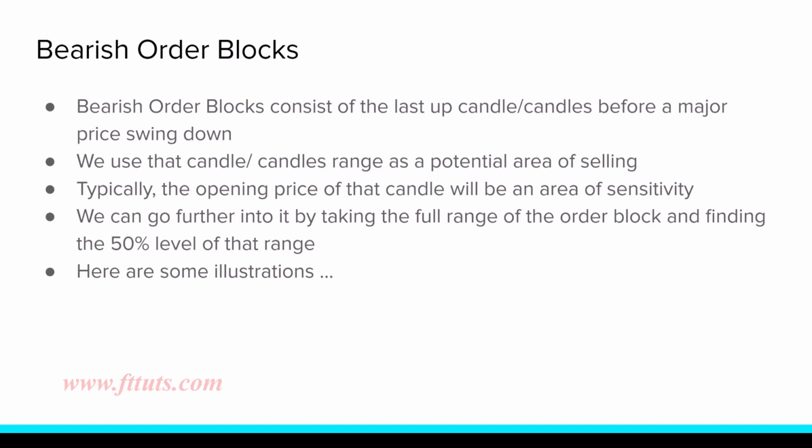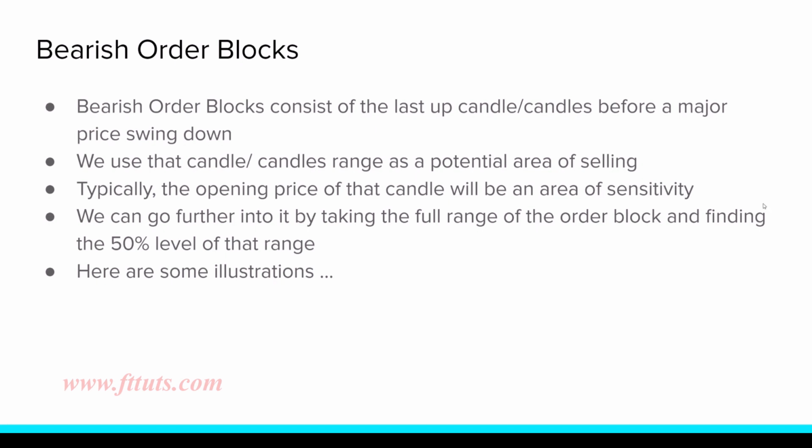Bearish order blocks consist of the last up candle or candles before a major price swing down. Now, we use that candle or candles' range as a potential area of selling. Typically, the opening price of that candle will be an area of sensitivity. And we can go further into it by taking the full range of the order block and finding the 50% level of that range, identically to what we were just talking about.